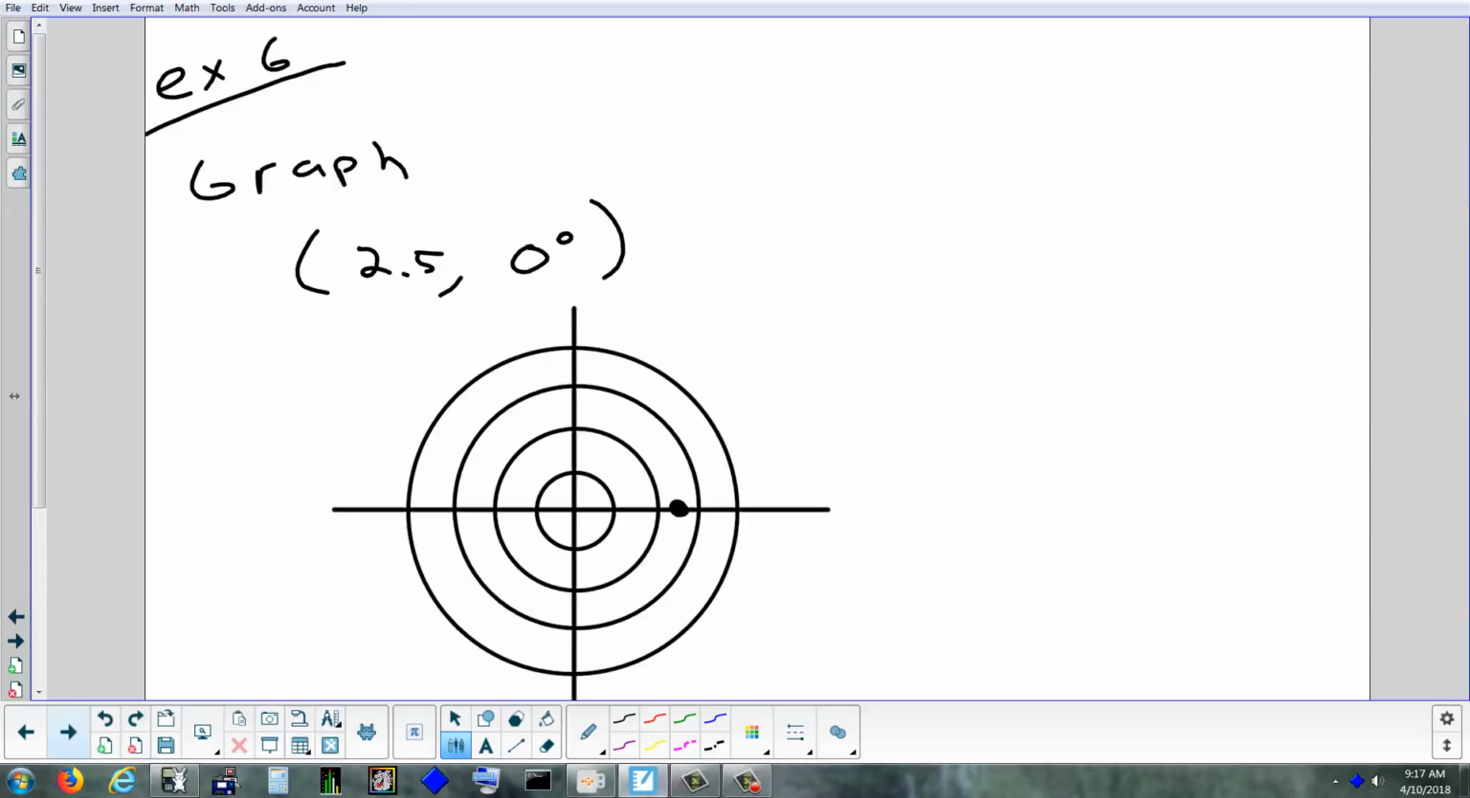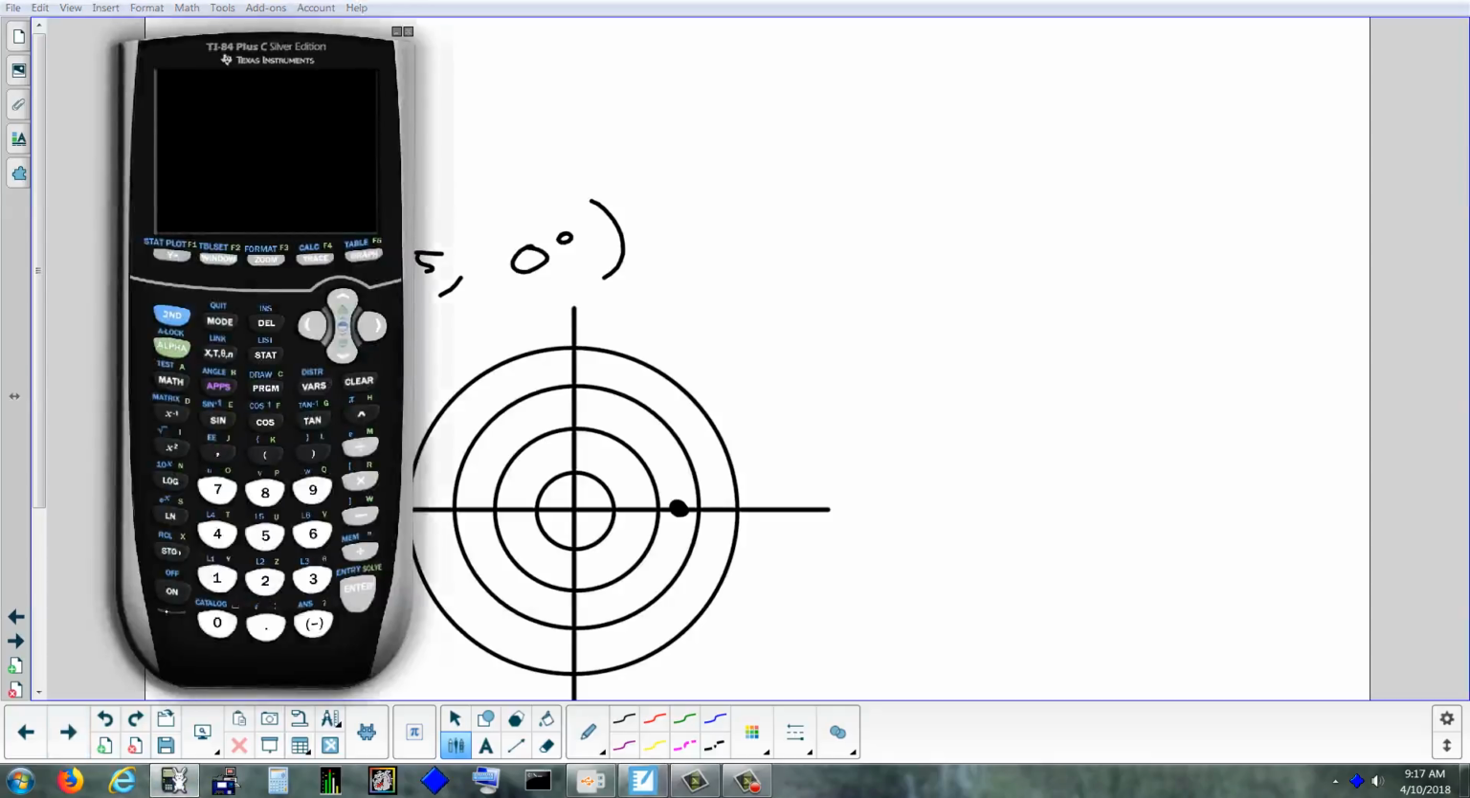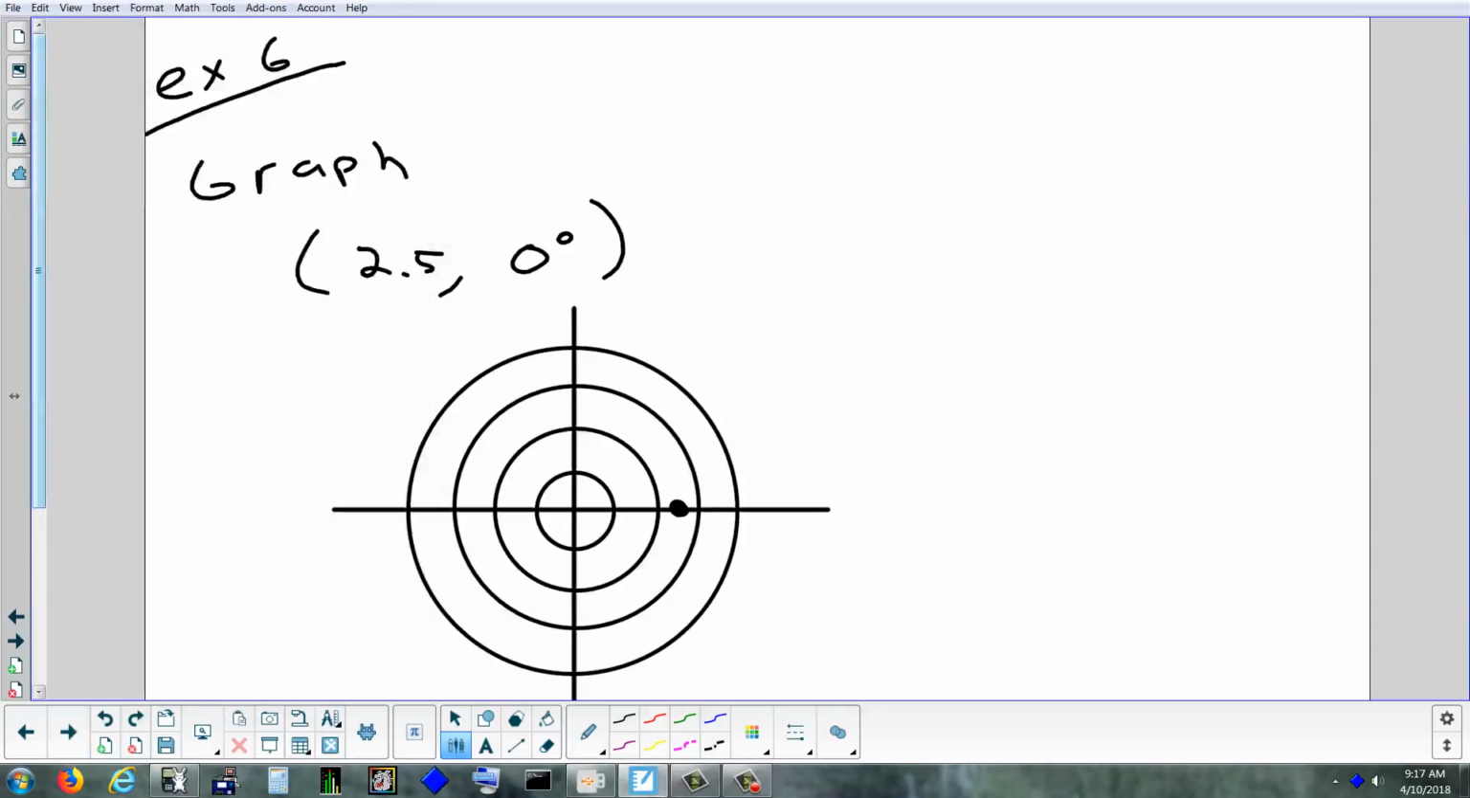Yes? So how is that point different from like when we put in our calculators and just put a radius of 3 to make the circle? How would you graph a point? Well, no, because like when we first switched to polar, we just put r equals 3 and it graphed a circle. Right. Wouldn't that just be r equals 2.5?